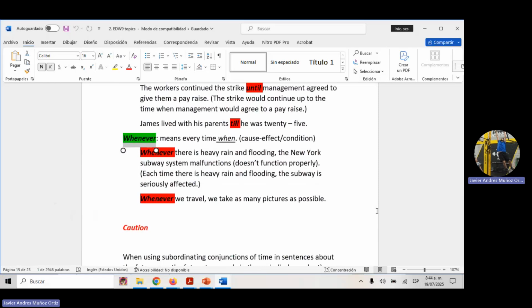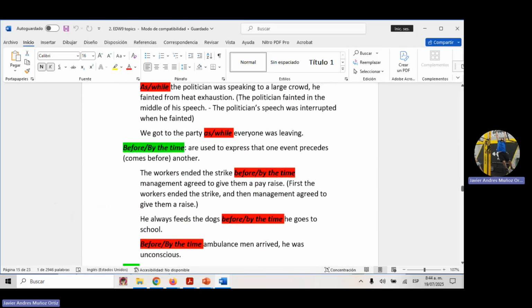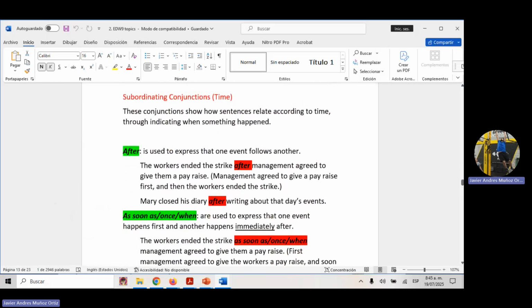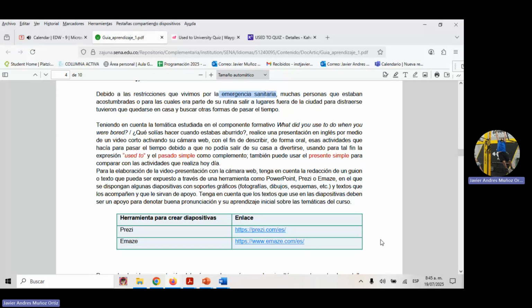So these are the conjunctions we are going to take into account to tell our story. These are the most important conjunctions. There are more, but these, I think, are the most common and most important conjunctions of time. Okay, with this information, we now can complete our activity.